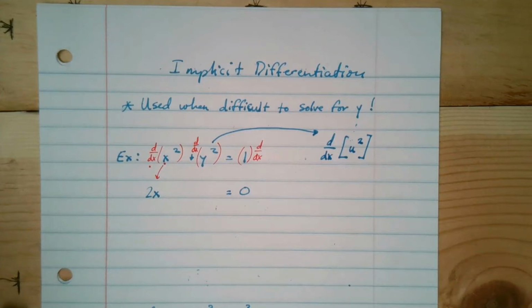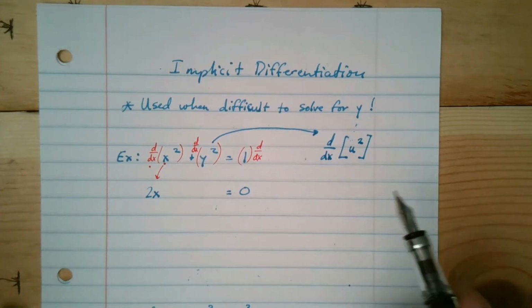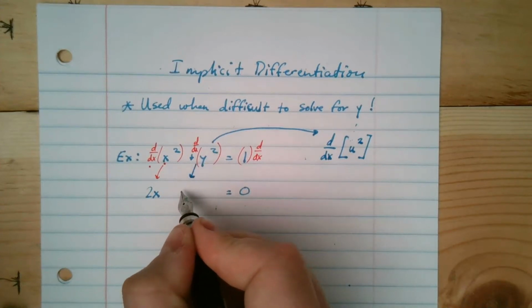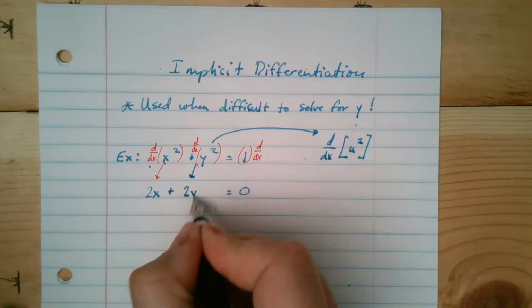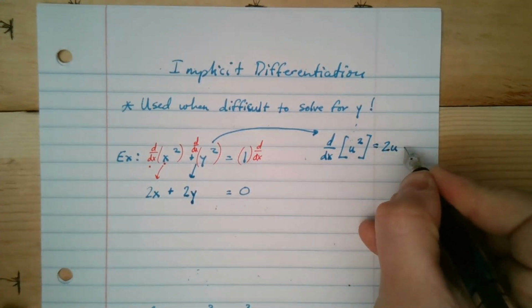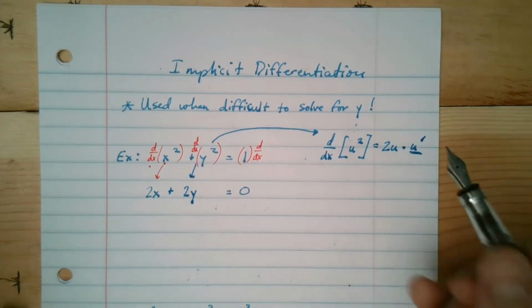If you're familiar with the chain rule, how do we find the derivative of u squared? Well, it's going to be 2u. So we're going to do this the same way. It's going to be plus, copy our plus sign, 2y. But then we have, right, 2u times u prime. It's going to be that inner derivative, okay?